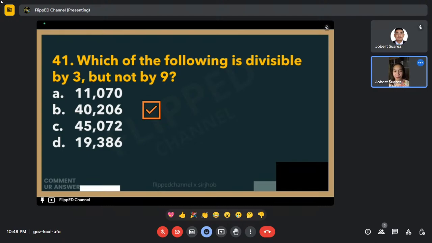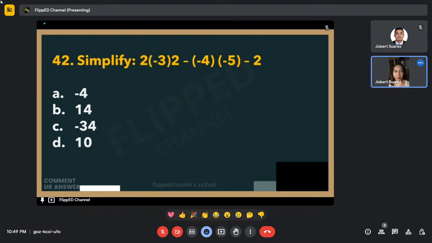Next, number 42. Simplify 2 times negative 3 times 2 minus negative 4 times negative 5 minus 2. Timer starts now.